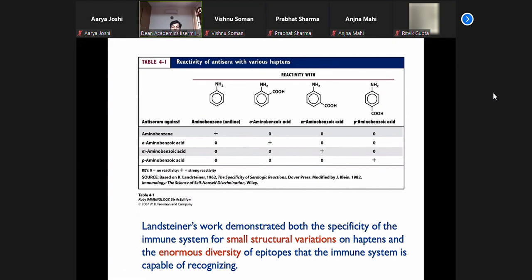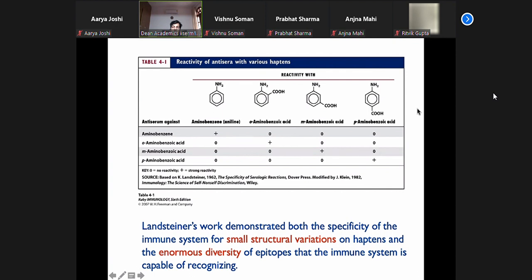So this work actually determined the fine specificity of antibodies. And from that time onwards, people started saying that antibodies bind to their antigenic moieties with pinpoint precision. Okay, very specifically they bind to these epitopes. Just by changing this position removes the activity.